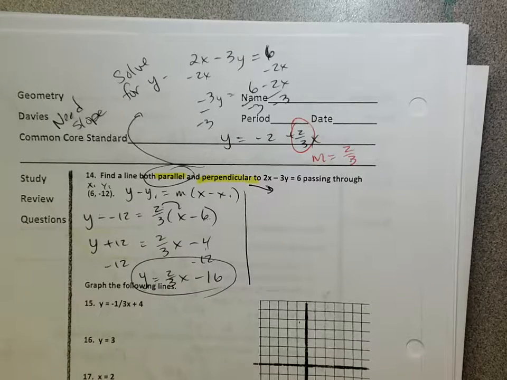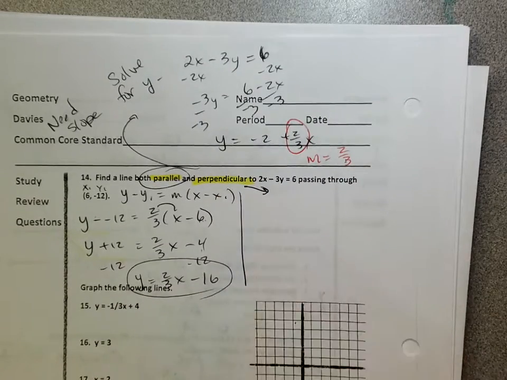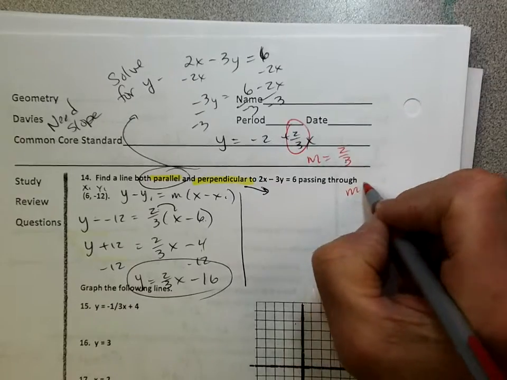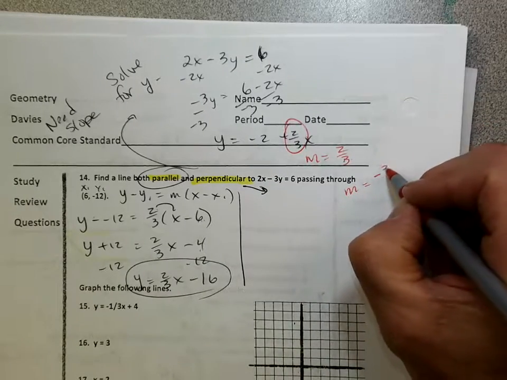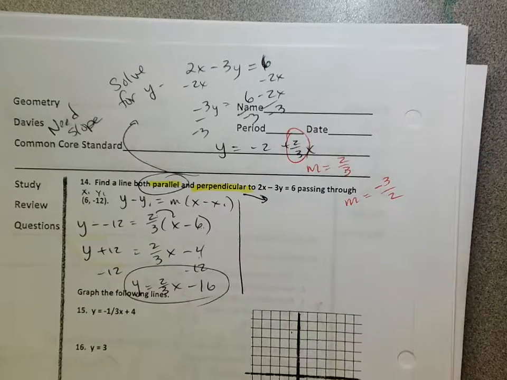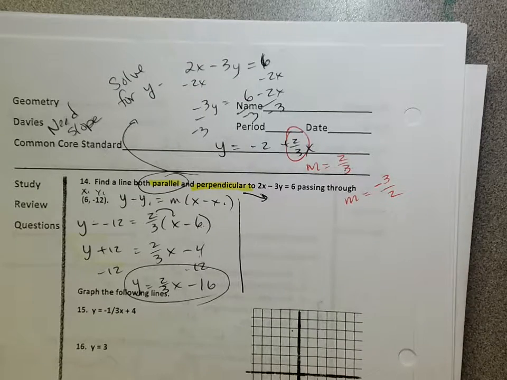Thumbs up? Okay. Now, the second part, perpendicular, is the exact same process with one small thing. We're going to let the slope be the opposite of this. We're going to let it be a negative 3/2. So two things. You got to flip it and change the sign. For perpendicular, you flip it and change the sign, and that'll make them come together at 90 degrees.